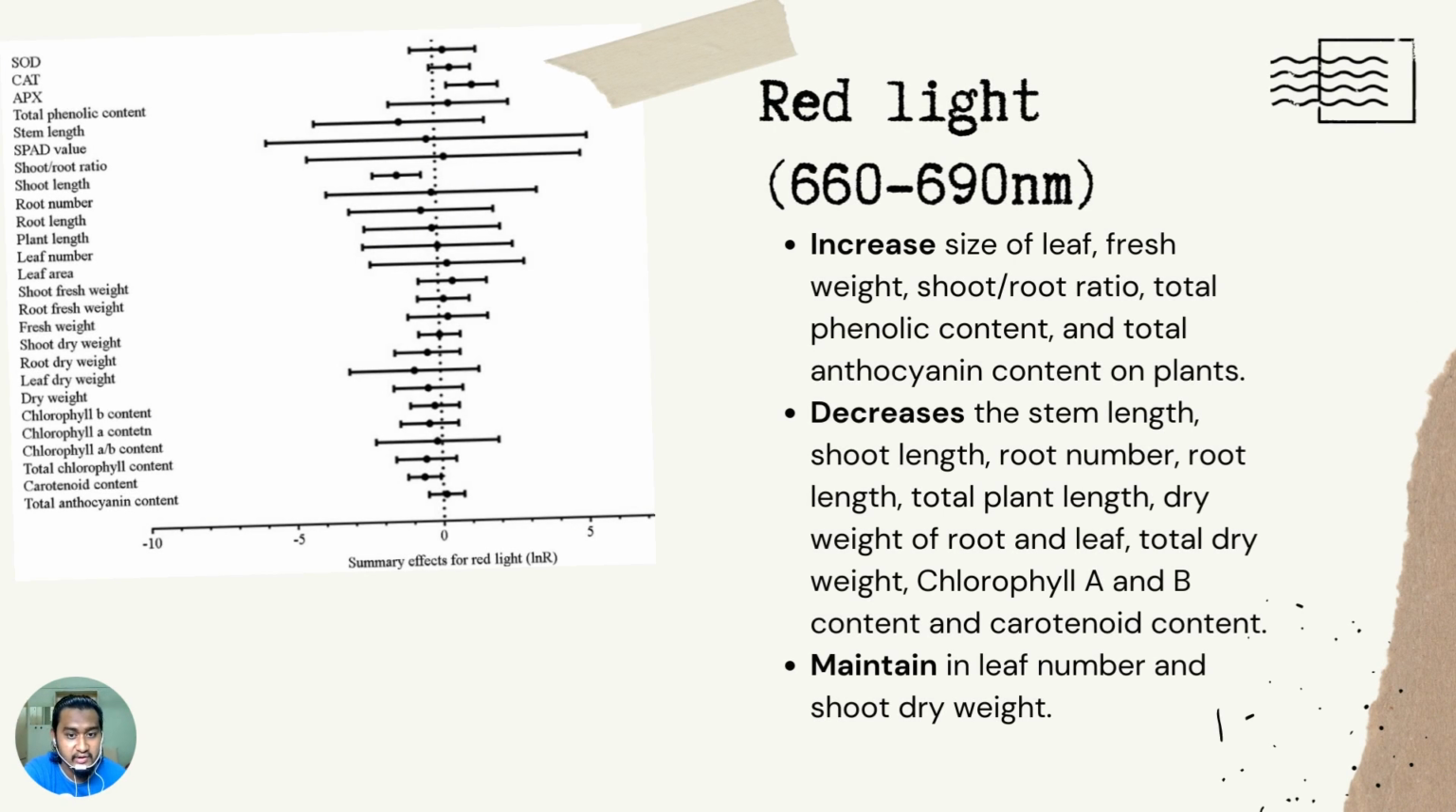Throughout these figures, or figure 6, red light did slightly affect the overall physiological response of plants, such as an increase in leaf size, fresh weight, shoot to root ratio, total phenolic content, and total anthocyanin content. However, red light did decrease the stem length, shoot length, root length, and others that are shown in this slide.